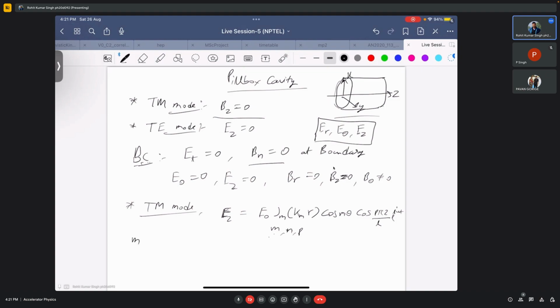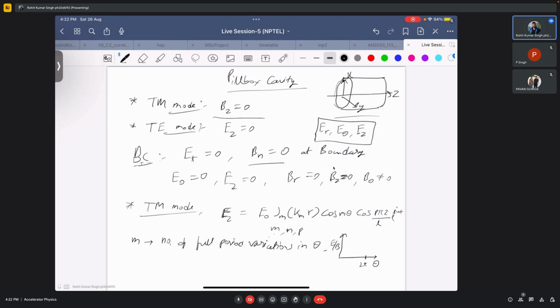So m is simply the number of full period variations in theta. Okay, so what does it mean with full period variations? Suppose this is your electric or magnetic field on the y-axis, and on the x-axis you have theta. A full period is 2 pi, right? In theta we have cos dependence, so one period is 2 pi.